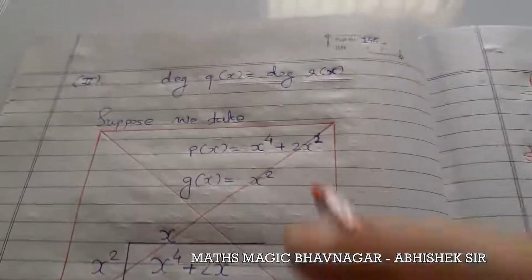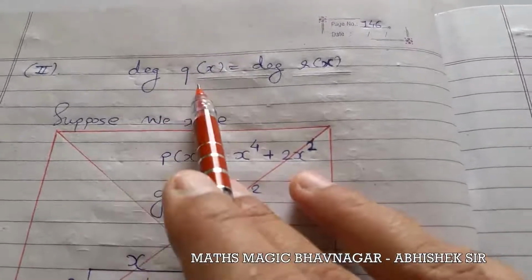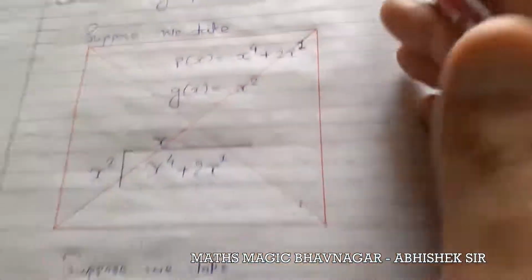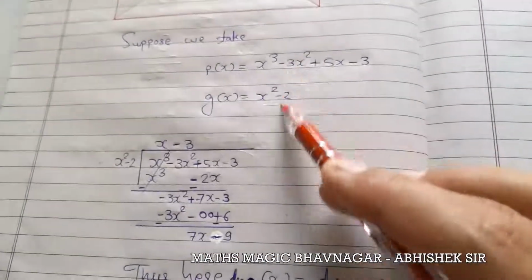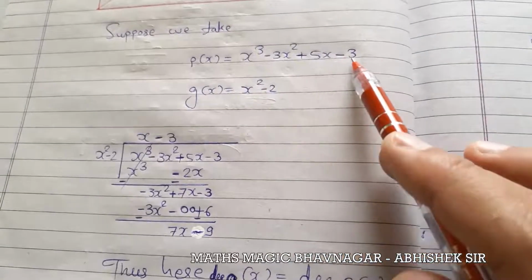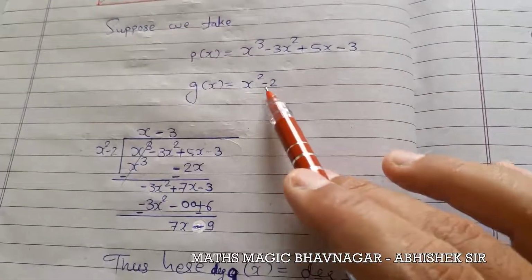Now moving on to the second question. Degree of q of x is equal to degree of r of x. That is, degree of quotient should be equal to the degree of remainder. For this I have taken p of x is equal to x cube minus 3x square plus 5x minus 3 and g of x is equal to x square minus 2.